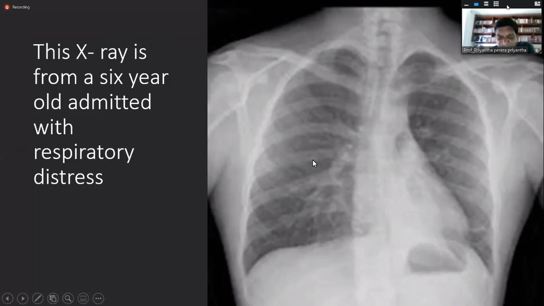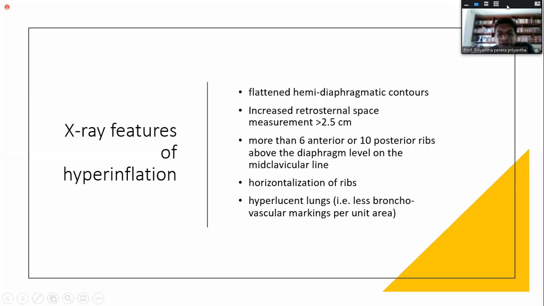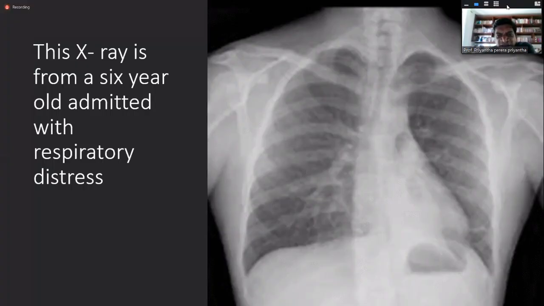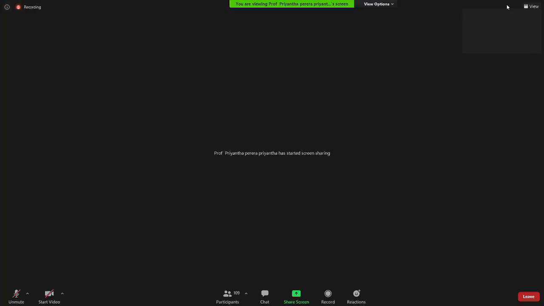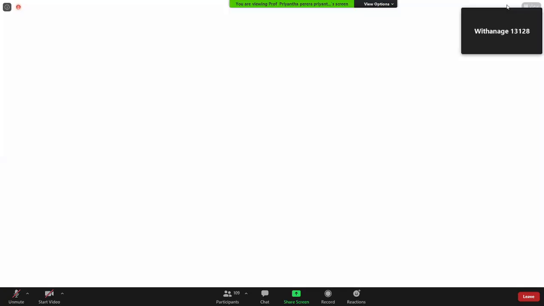So why do you get this pattern? Why do you get hyperinflation in asthma? Due to the mucus production, it causes obstruction of the airways, causing that valve effect and causes air trapping inside the lungs. Right, good. In a way, it's right.